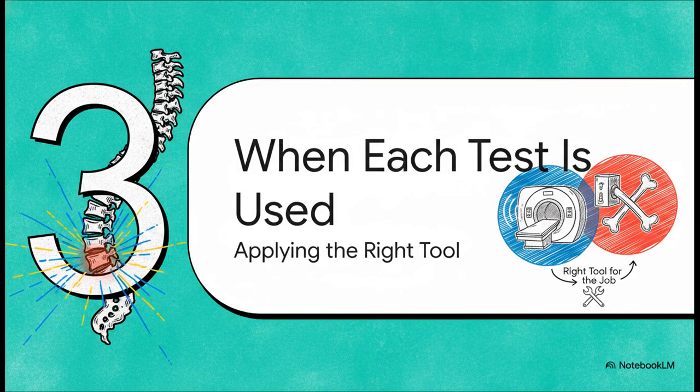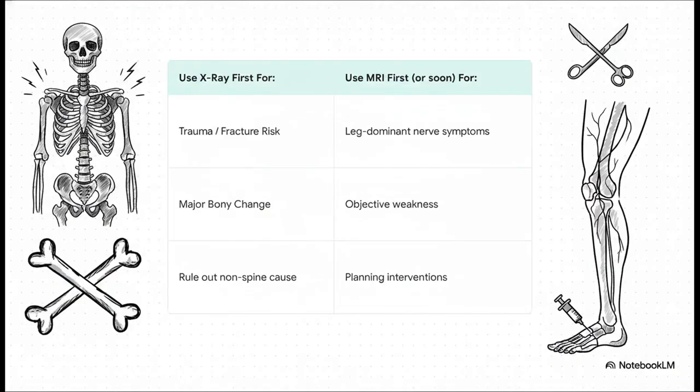Okay, so with that new, much more powerful question in our heads, let's apply it. When does each test actually make sense? This is all about applying the right tool at the right time. So check out this decision card. It makes it pretty simple. You'd use an X-ray first if there's been, say, recent trauma or a risk of fracture, or if the main concern is a major bony change.